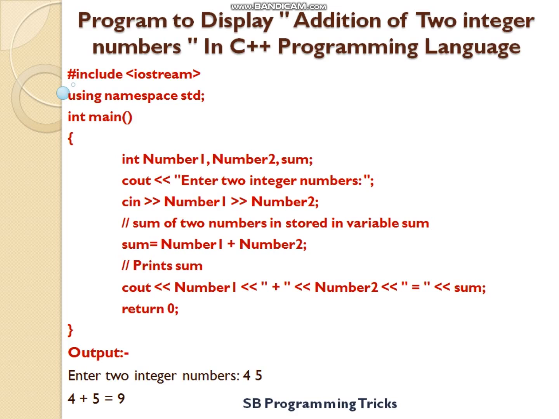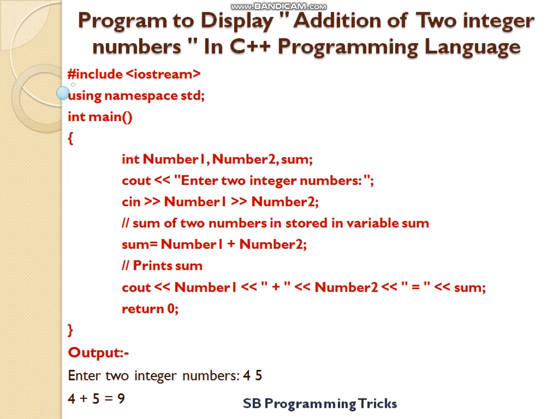#include is the preprocessor directive, then iostream is the header file that includes the input and output streams. For example, cout is the output, then cin is the input. Then the second line of this program is using namespace std, which is useful for avoiding conflicts in a program.